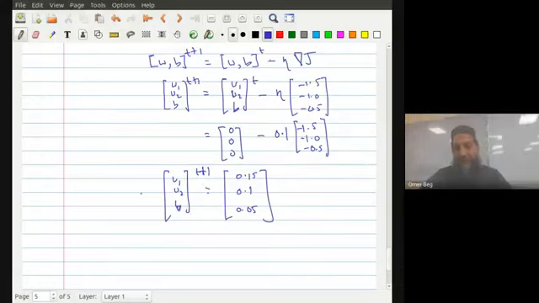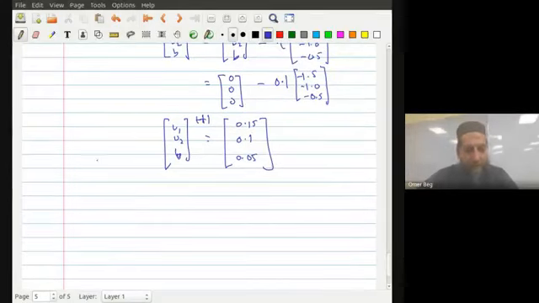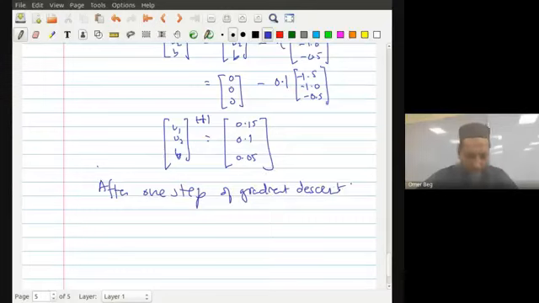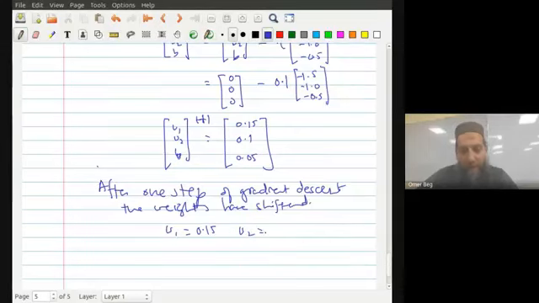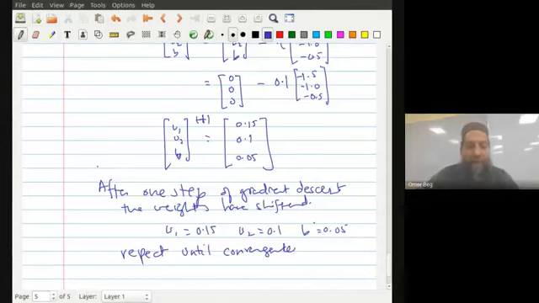See? So after one step of gradient descent, the weights have shifted only a bit though. Okay? So W1 became 0.15 from a 0, W2 became 0.1 from a 0, B became 0.05 from a 0. Okay? And we repeat this. So we repeat the above steps until convergence. That is, the values of W and B are not changing significantly. See? So that's what convergence would mean.